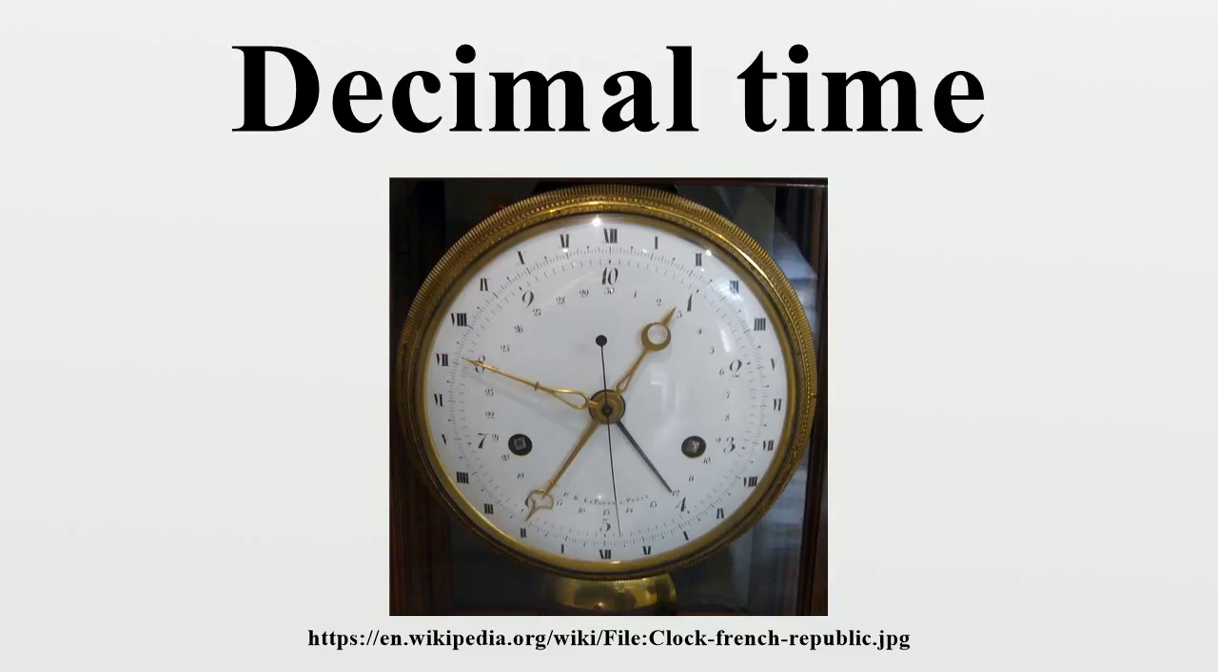Although clocks and watches were produced with faces showing both standard time with numbers 1 to 24 and decimal time with numbers 1 to 10, decimal time never caught on. It was not officially used until the beginning of the Republican Year 3, the 22nd of September 1794.